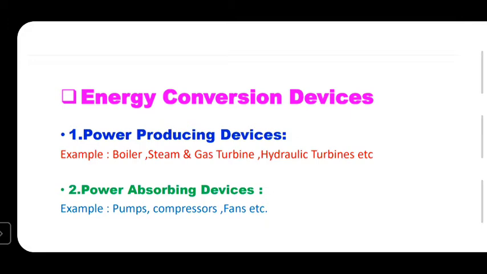Now the energy conversion takes place by various devices. Maybe the device is used as a power producing device, or maybe a power absorbing device. There are two major categories of devices.